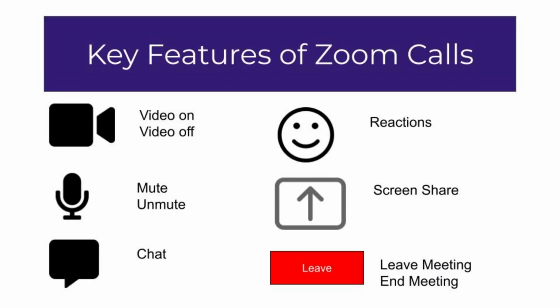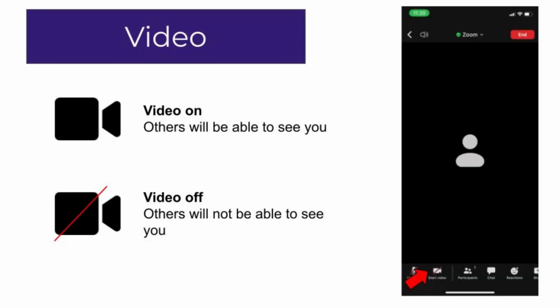Now that we have learned how to create and join a meeting, let's take a look at some key features that are commonly used when you are in a Zoom meeting talking to other people. In today's video, we will discuss how to turn off and on our camera, how to mute and unmute ourselves, how to chat, how to use reactions, how to screen share, and finally, how to leave the meeting or end the meeting for everyone.